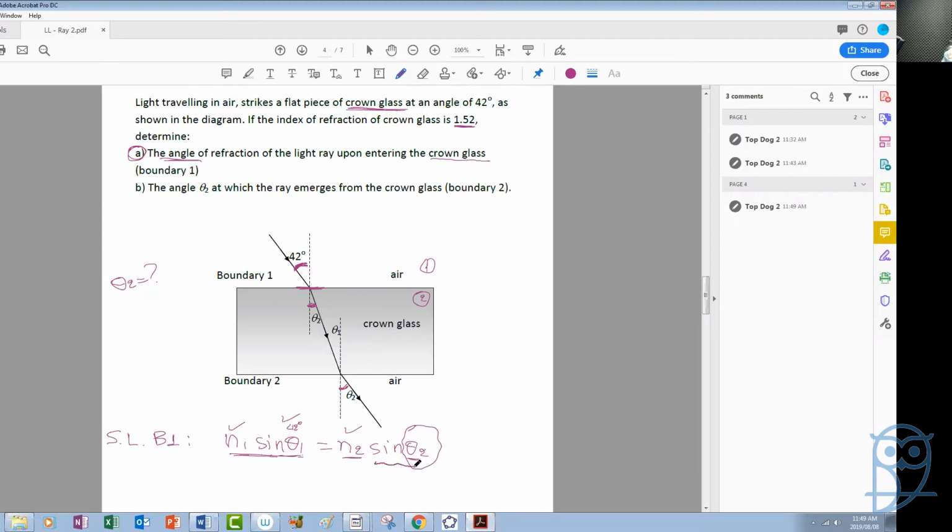So let us solve for the sine of the angle θ2 first. So sine of the angle θ2 is N1 times the sine of θ1 divided by N2. In other words, I solved for sine θ2.